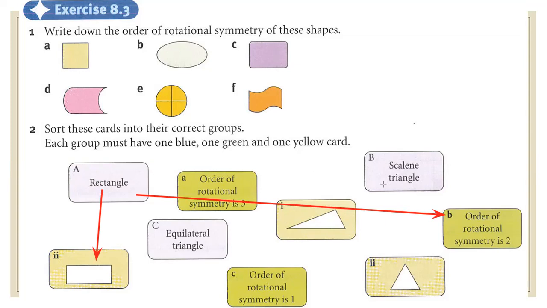Now let's choose another color, yellow. I'm talking about the scalene triangle. Which one is the scalene triangle? It means no sides are the same. So this one is it. And how many rotations of symmetry? One only. So this one is this.